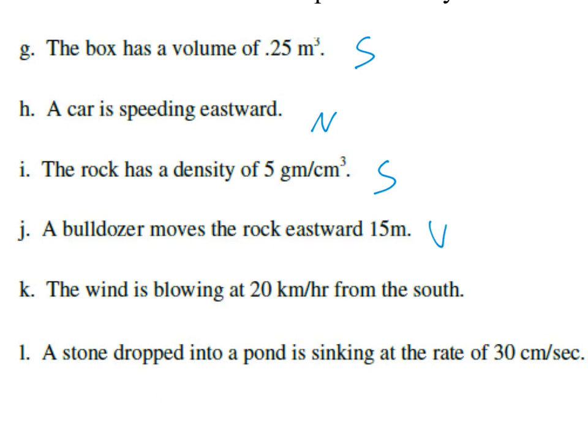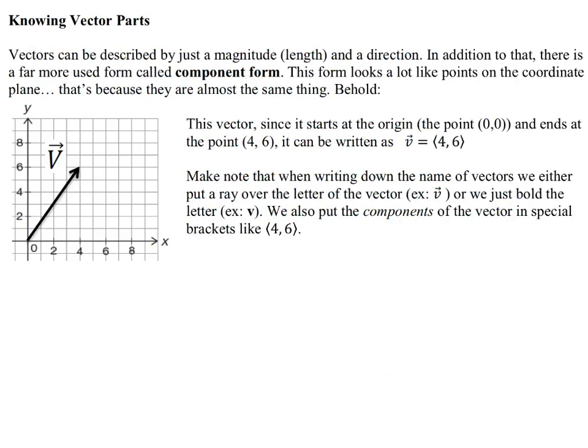J is a vector. It's moving eastward at 15 meters. On K, the wind blowing from the south, it does have a direction. It has a magnitude on it, so it's a vector. And then on L, dropped into a pond, sinking at a rate of 30 centimeters per second. That is a vector. Sinking means going down, and we've got a magnitude on it. So hopefully you can see the difference between vectors and scalars.